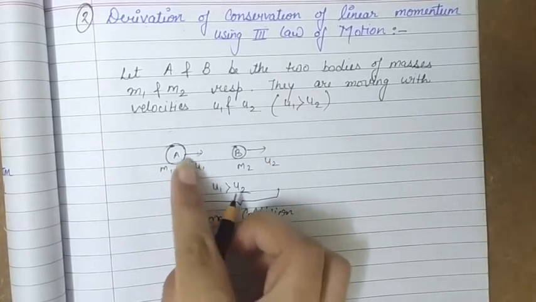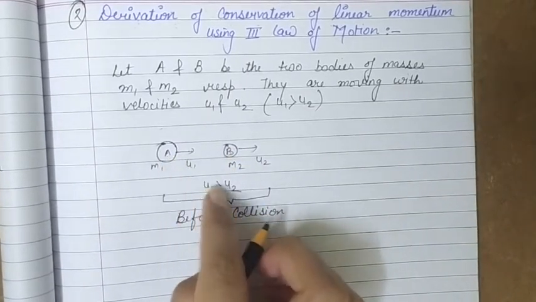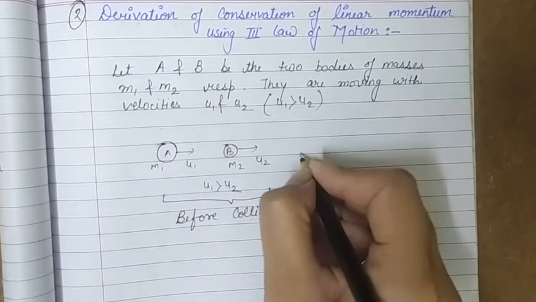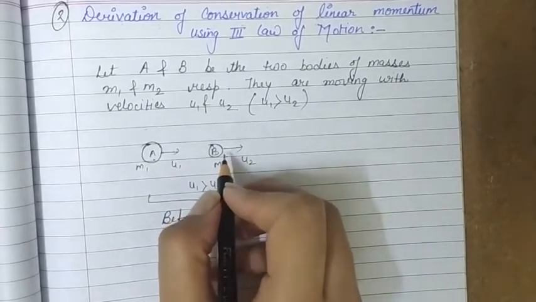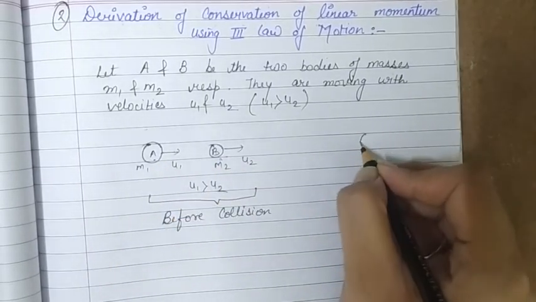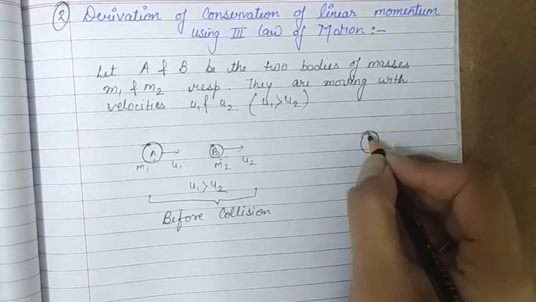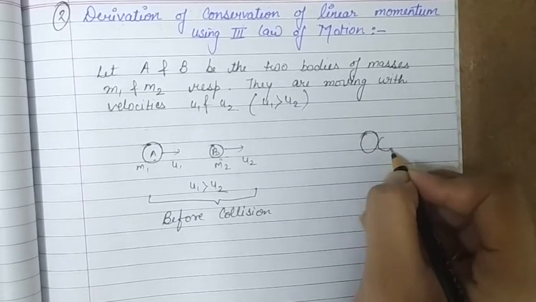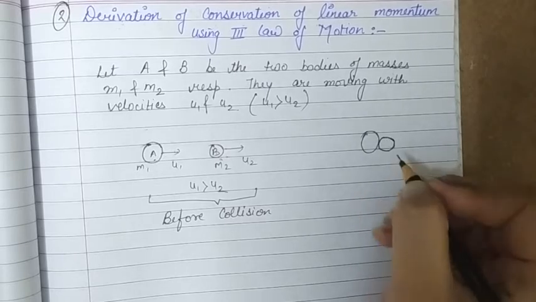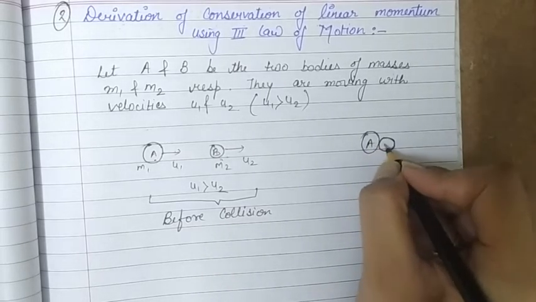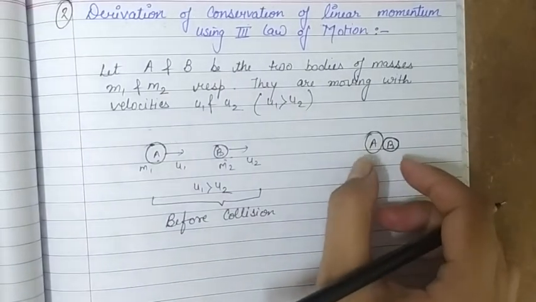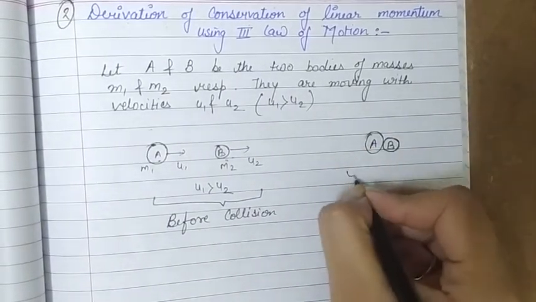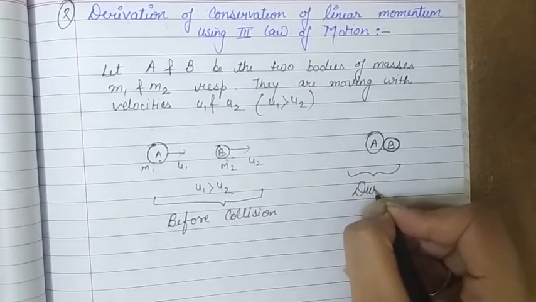Object A is approaching B because its velocity is more than that of B. So after a certain time A will collide with body B. Then during this time the situation is like this. When the two bodies collide, body A and body B, this is the situation during collision.